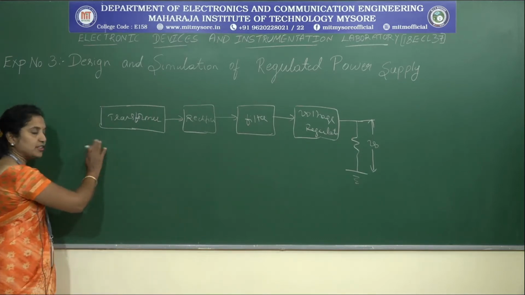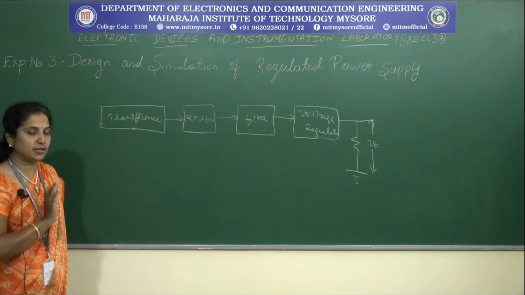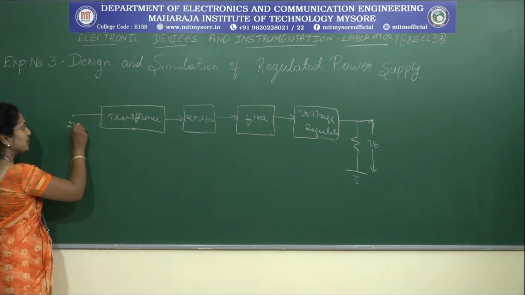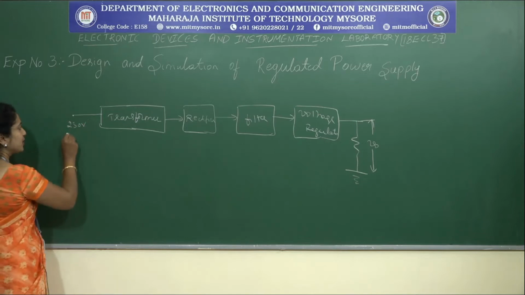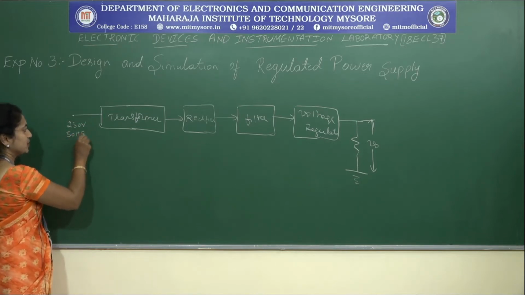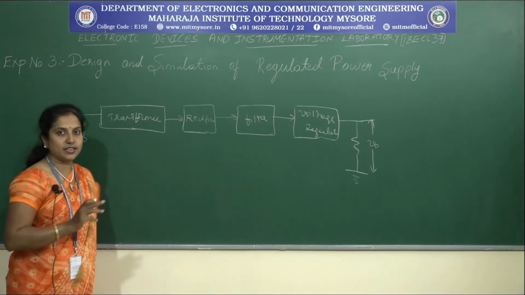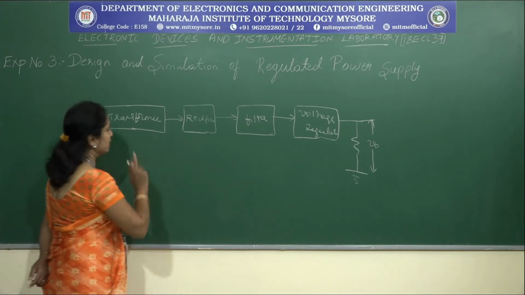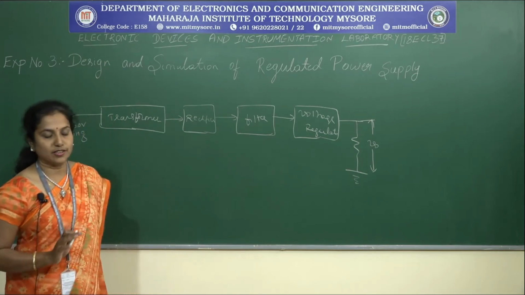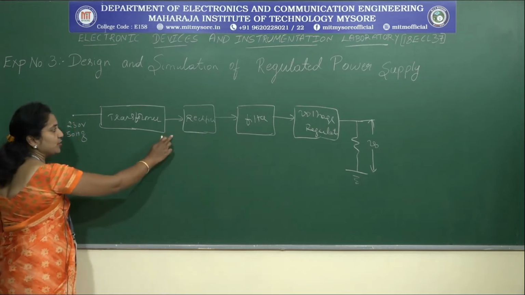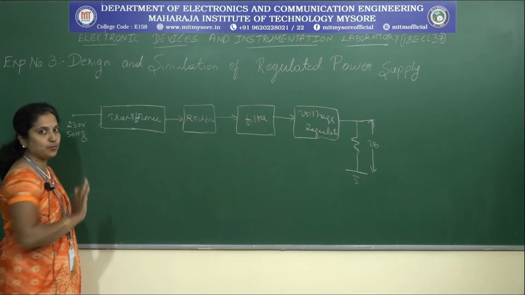Here in our circuit we are using the AC mains. The AC mains has 230 volts as input and 50 hertz frequency. So we will go step by step with the block diagram. First one is the transformer. A transformer is a passive electronic device which is going to increase or decrease the input voltage.